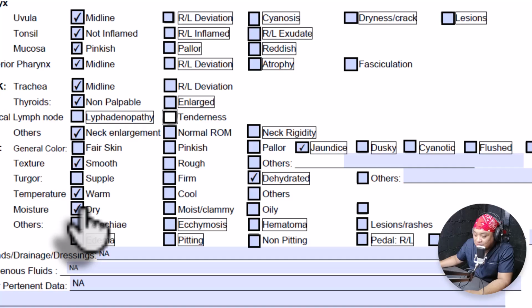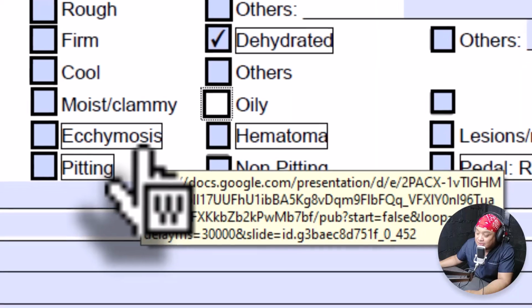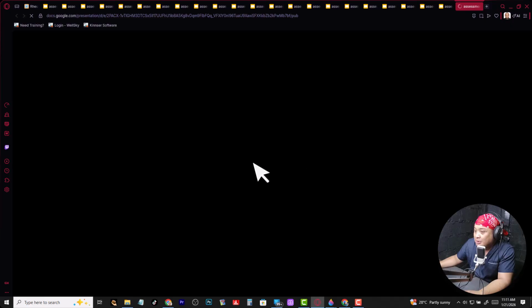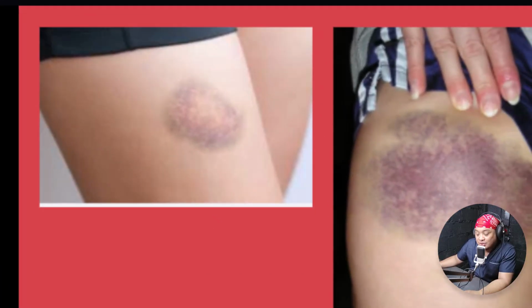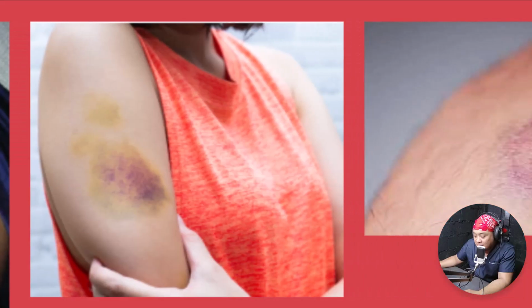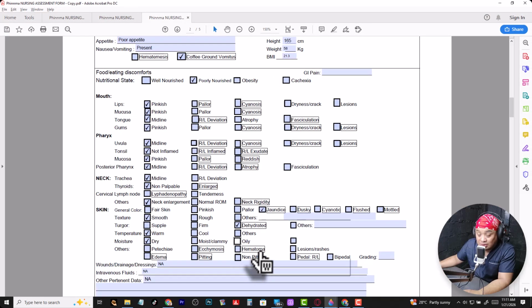I'm going to tag here dry. It's not really that oily, but dry lang siya. PTK. So we have other check mark for skin. So we can have PTK. We also have ecchymosis. So let's have a look about the ecchymosis. Sorry, still loading up. So it's a purple and bluish discoloration caused by bleeding under the skin, bruise. So it's also almost similar with hematoma.